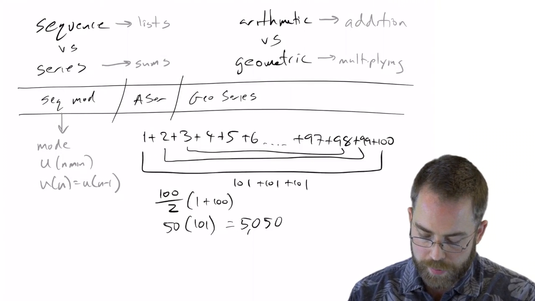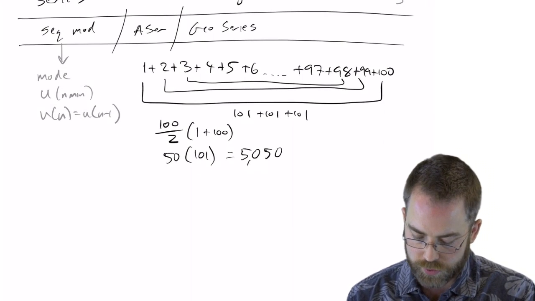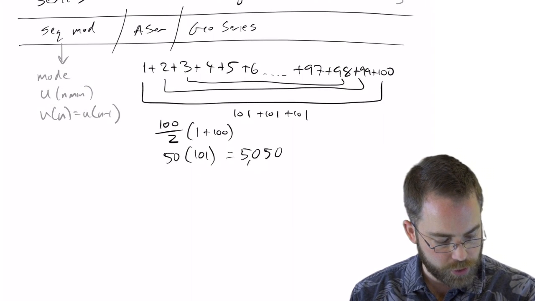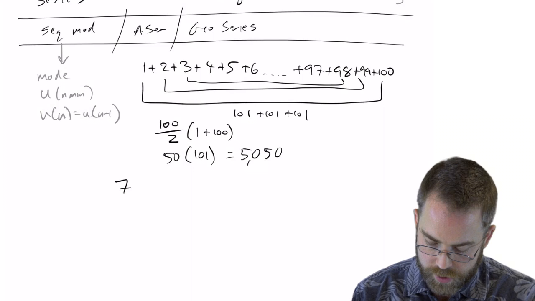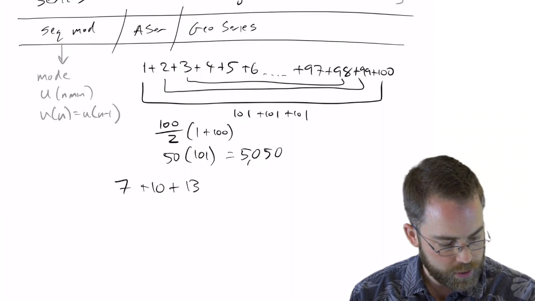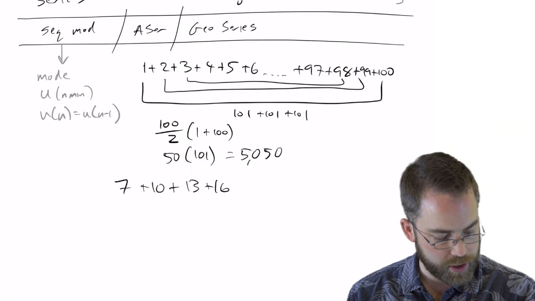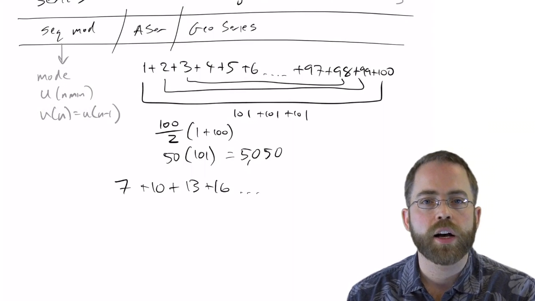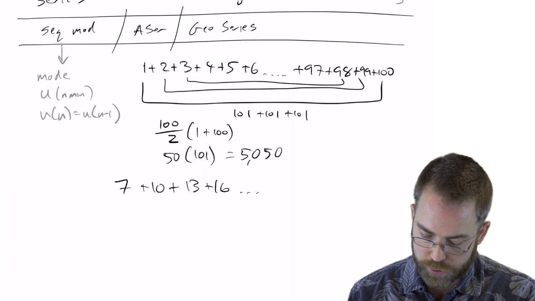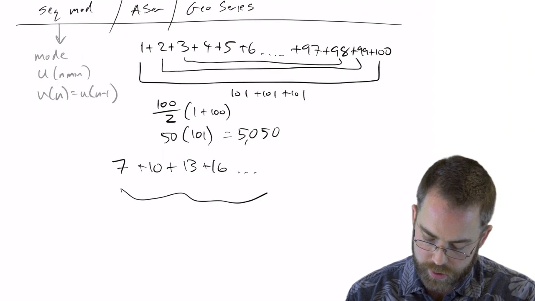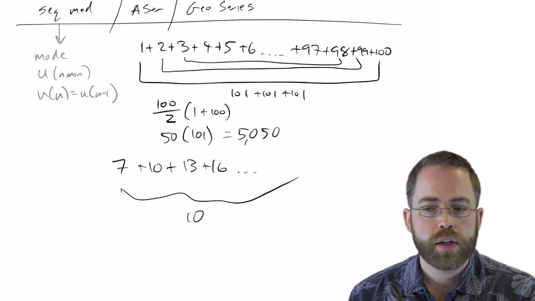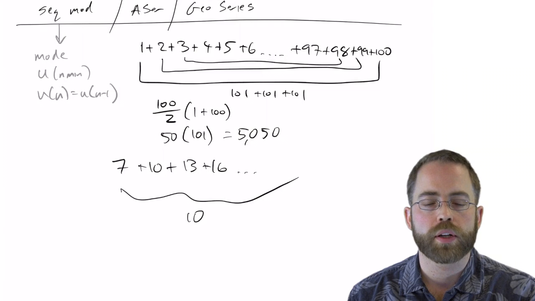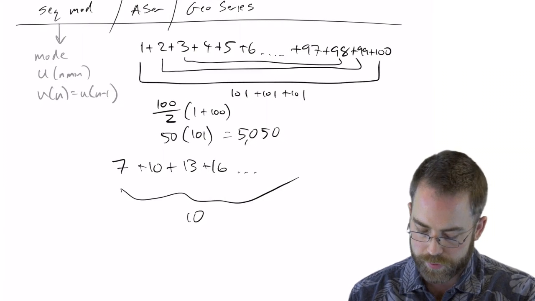So this pattern that Gauss found is now useful to us all over the place. Suppose somebody told you that there was a list of numbers that started with 7 and then 10 and then 13, on and on and on, adding 3 every time, and they said, add up the first 10 terms in this series. So add up 10 of them. Well, all we have to do is figure out what the 10th one is, add that to the first one, and then multiply by half as many things as we have.